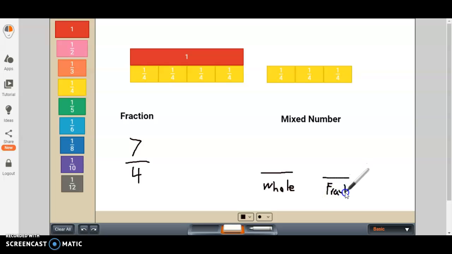So, as I'm looking at this, how many wholes do I have? So how many fourths can I put into a group of 4 and make a whole? Well, I have 1 here, and I don't have enough to make another. So I have 1 whole, and then I have 1, 2, 3 fourths left over. So my mixed number is 1 and 3 fourths. And these two are equivalent. They're equal to each other. 7 fourths and 1 whole and 3 fourths are the same.